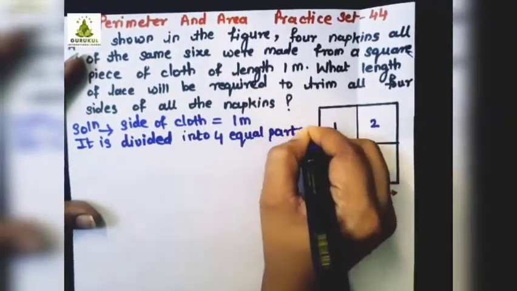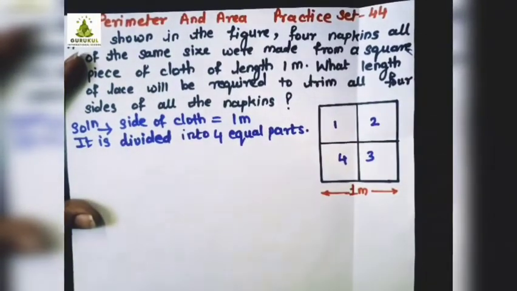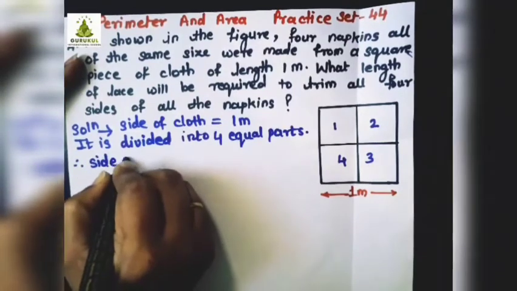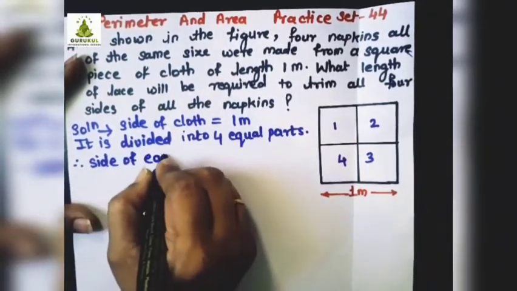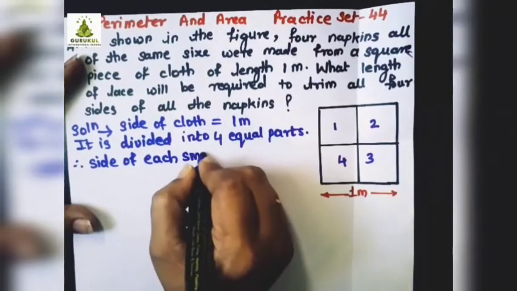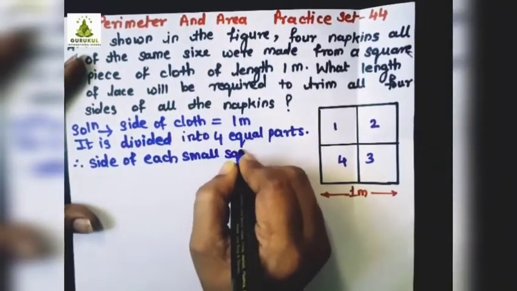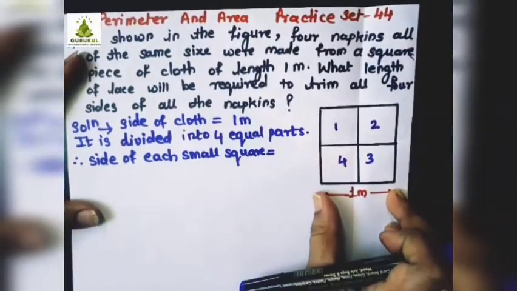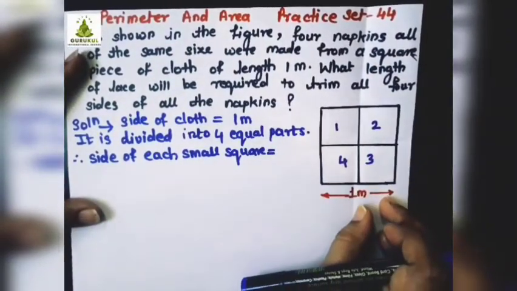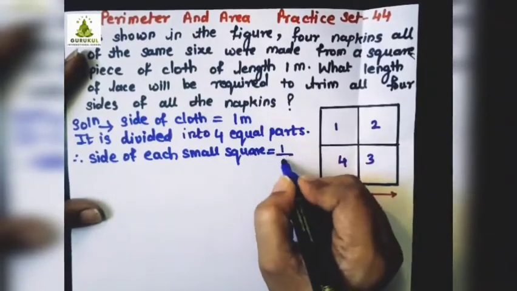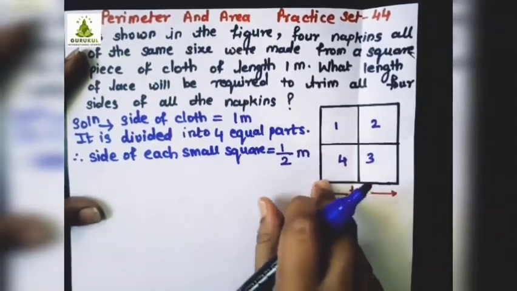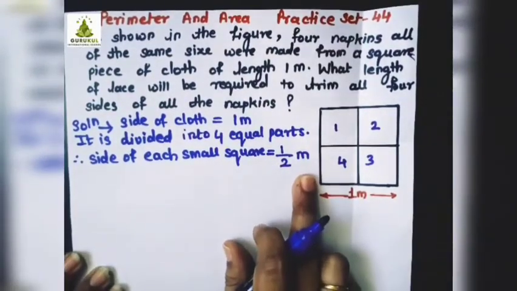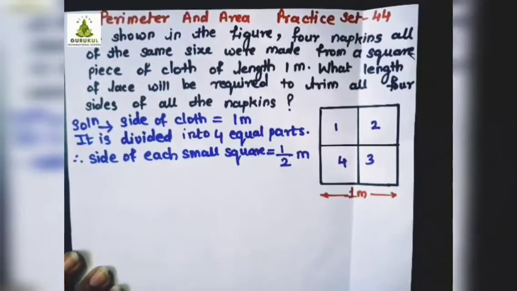So, therefore side of each small square, how much will it be, children? If the total is 1 meter, so its half will be what? 0.5 meter or half. Okay, half meter you can write. For the calculation it will be easy, so I am writing it 1 upon 2 meters, or you can write here 0.5 meters as well.